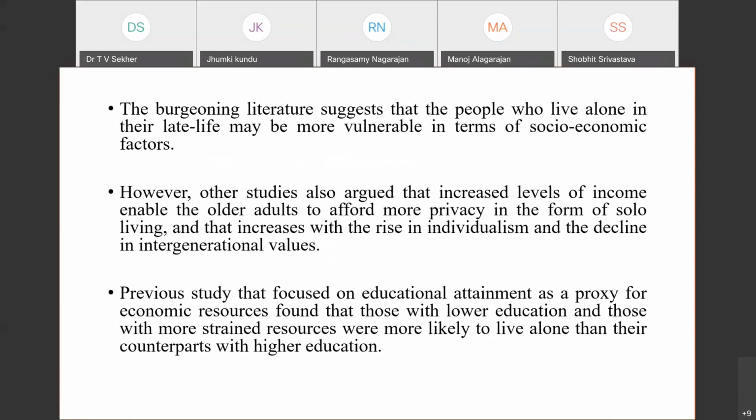However, other studies also argue that an increased level of income enables older adults to afford more privacy in the form of solo living, and that this increases with the rise of individualism and the decline in intergenerational values. Previous studies that focused on educational attainment as a proxy for economic resources found that those with lower education and more strained resources were more likely to live alone than their counterparts with higher education.